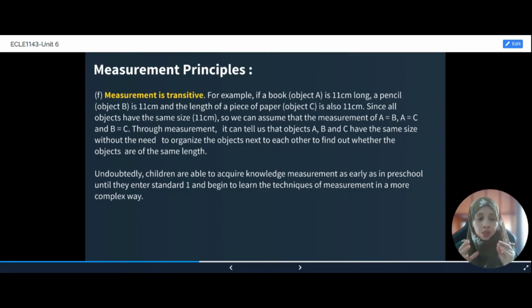tentang satu objek yang kita mengukur. Undoubtedly, children are able to acquire knowledge measurement as early in a preschool until they are standard 1 and begin to learn the techniques of measurement in a more complex way dengan pengiraan and everything. Okay, so that is standard measurement.